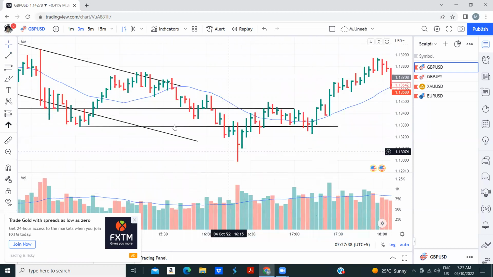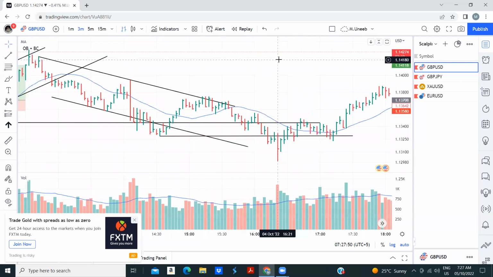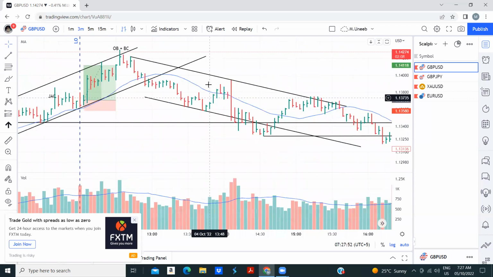Okay, and now we will draw the channel. Now we will wait for the test here. And then you can see this is spring, test of spring, and the price resumed upward direction. You can see over here. So this is how I will trade the London session, because few people requested how I would trade the London session, the step-by-step process. So I have explained everything here.